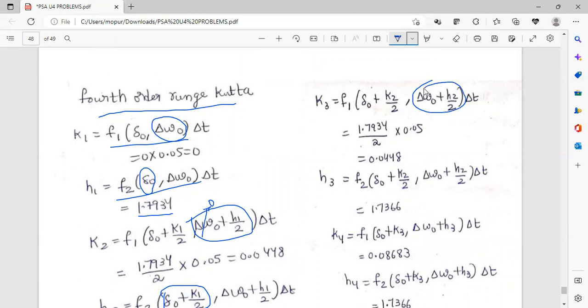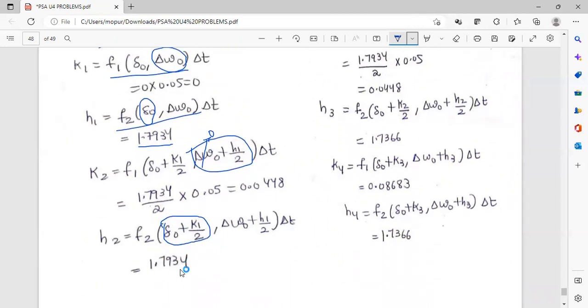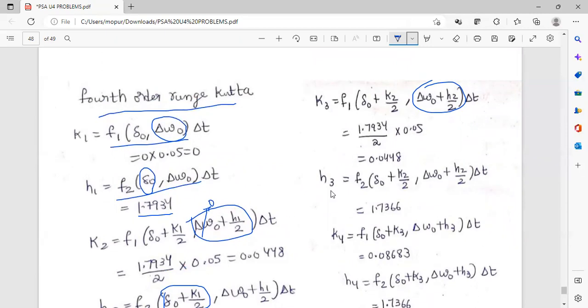So, del omega naught is 0, no? So, it is h2 by 2. What is the value of h2? The value of h2 is just the previous step; we had calculated the value of h2. So, the value of h2, you can see 1.7934. So, 1.7934 by 2. Now, h3. H3 now, this is f2. Wherever h, we will be getting the f2 function, that is d del omega by dt.